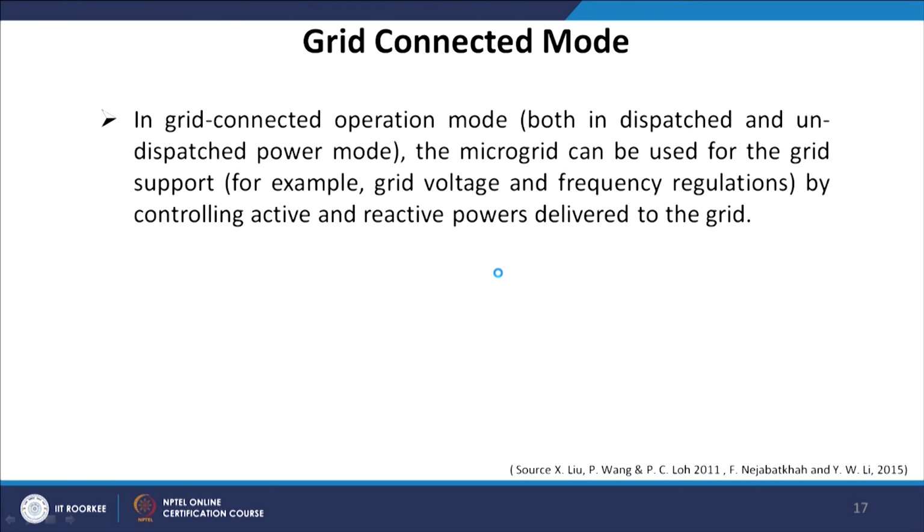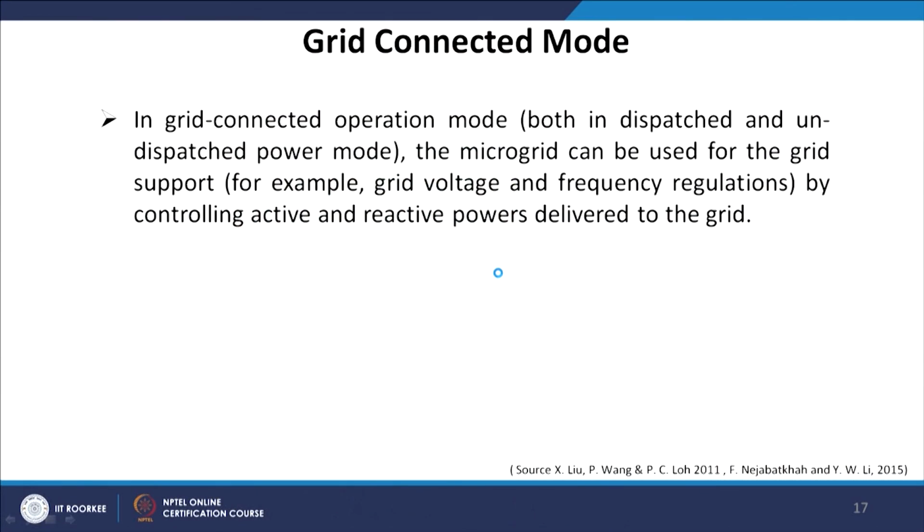In grid connected operation mode, both in dispatched and undispatched power mode, the microgrid can be used for the grid support. The microgrid will be connected to the main grid as a grid support. For example, grid voltage and frequency regulation, means it is basically supporting the grid by controlling active and reactive power delivered to the grid. Means the microgrid can complement the main grid by controlling its real and reactive power injection to the grid, so that the voltage and frequency regulation can be achieved as desired by the main grid.